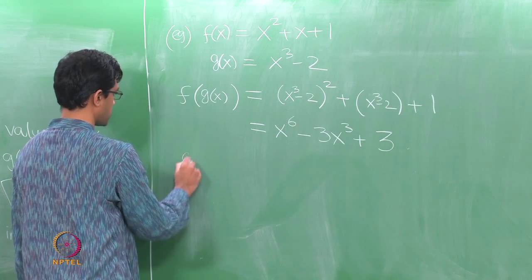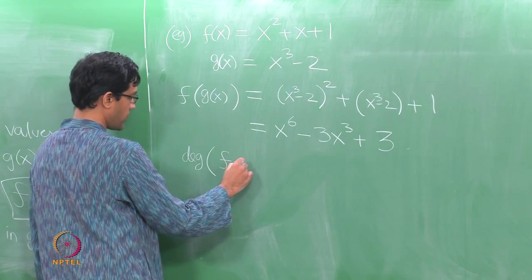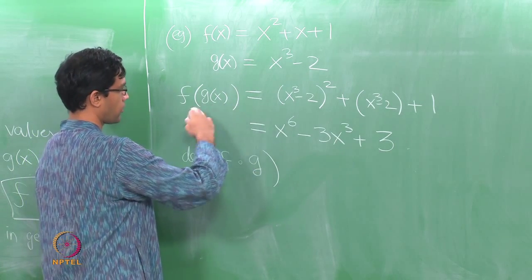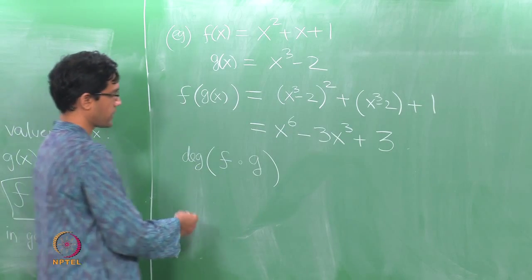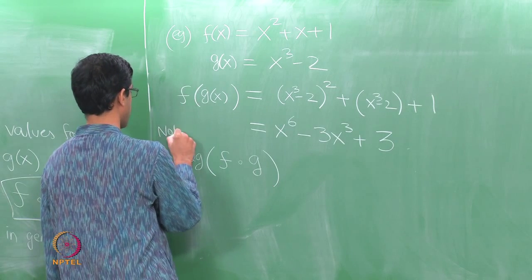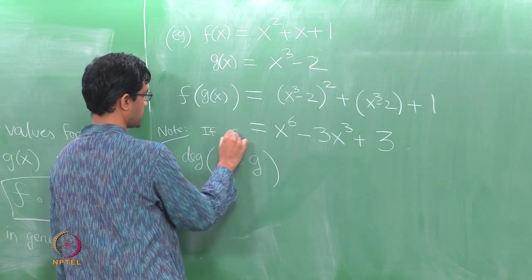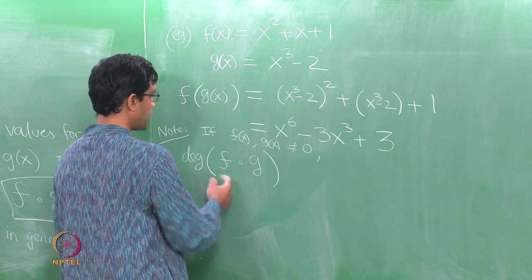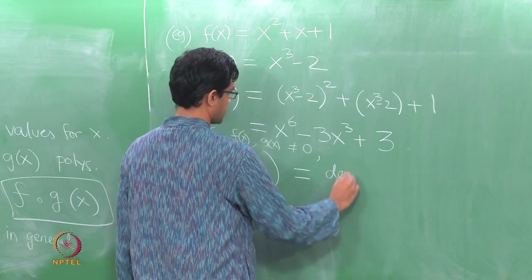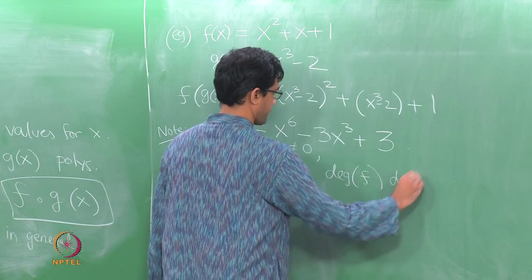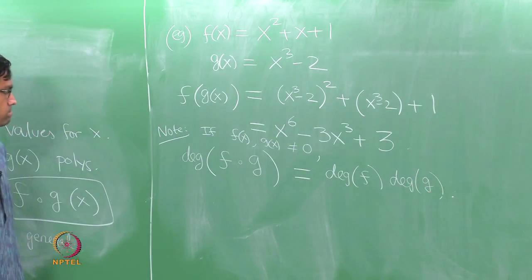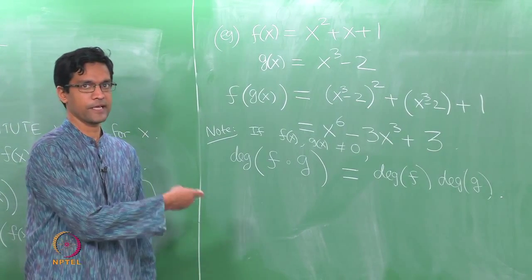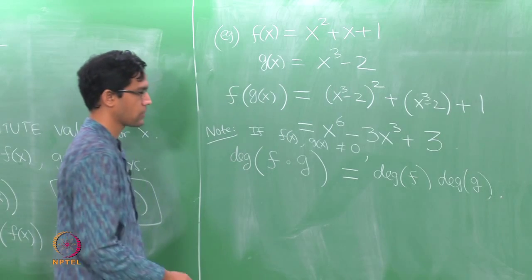Now what are the key properties of this guy? Observe that degree of f circle g, meaning the composition of f and g, in this case one of them was degree 2, the other was degree 3, and their composition had degree 6. Okay, and this is true in general. The degree of a composition, if f of x, g of x are not zero polynomials, then the degree of their composition is in fact the product of their degrees. Okay, so that is going to be true in general. It is very easy to see. Just leave this as an exercise for anyone who wants to check this.